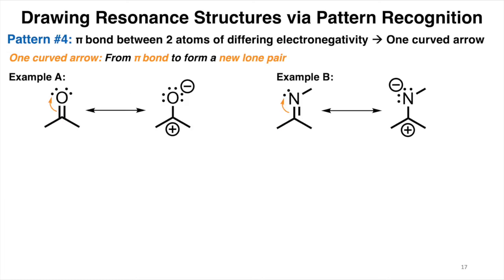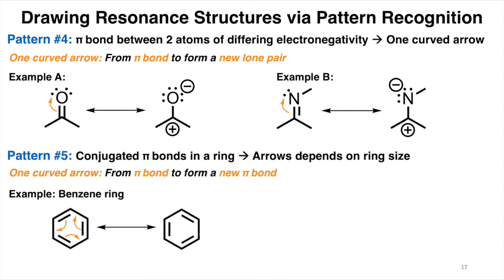The fourth pattern is a pi bond between 2 atoms of differing electronegativity, often seen in carbonyl functional groups as well as CN double bonds. You'll draw one curved arrow from the pi bond up to form a new lone pair of electrons on the electronegative atom. And the fifth pattern is conjugated pi bonds within a ring. The number of arrows will depend on the ring size, but take for example this benzene ring. We can move all 3 pi bonds around the ring to form the following resonance contributor.